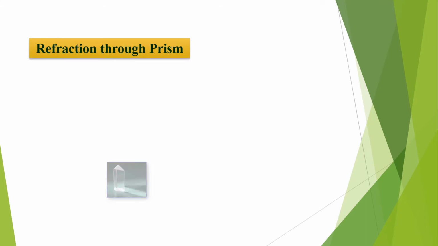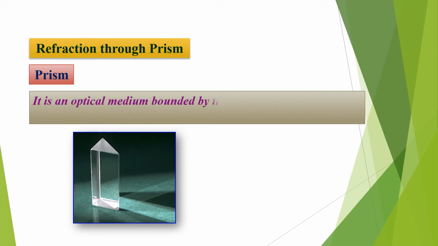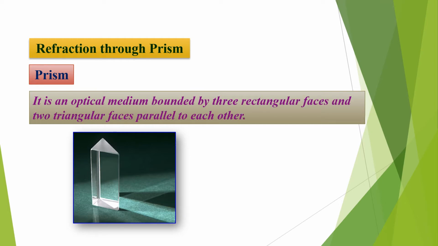First, this is the prism, which consists of five faces, where three faces are plane surfaces of rectangular shape and two surfaces are plane surfaces of triangular shape. So a prism is an optical medium bounded by three rectangular faces and two triangular faces parallel to each other.